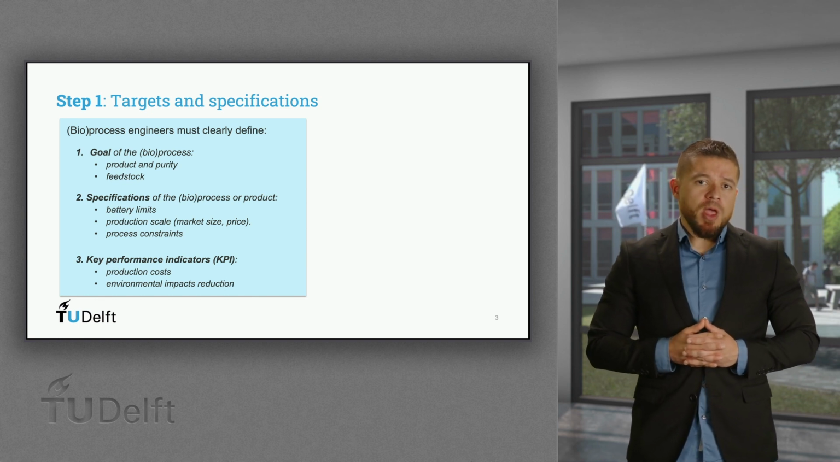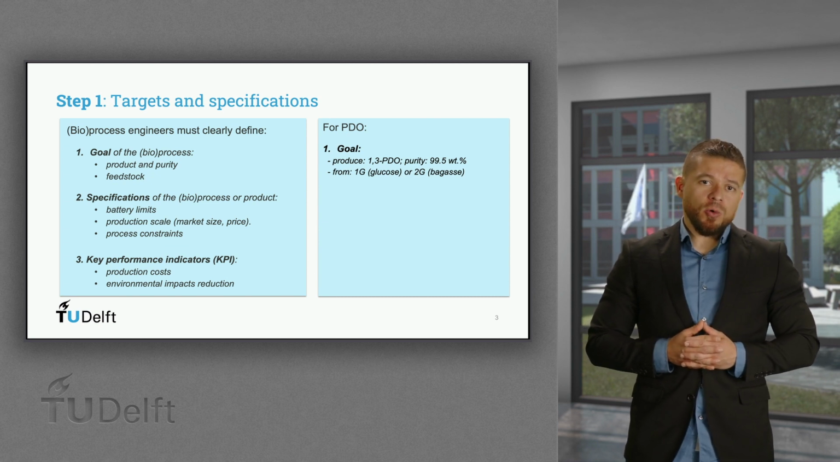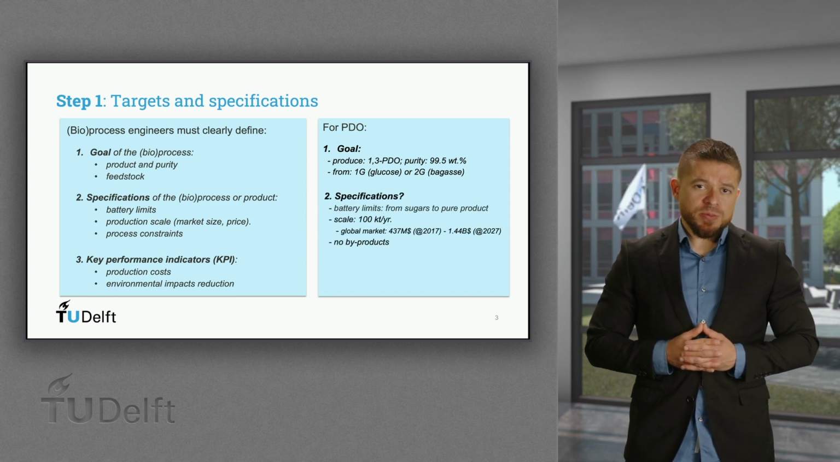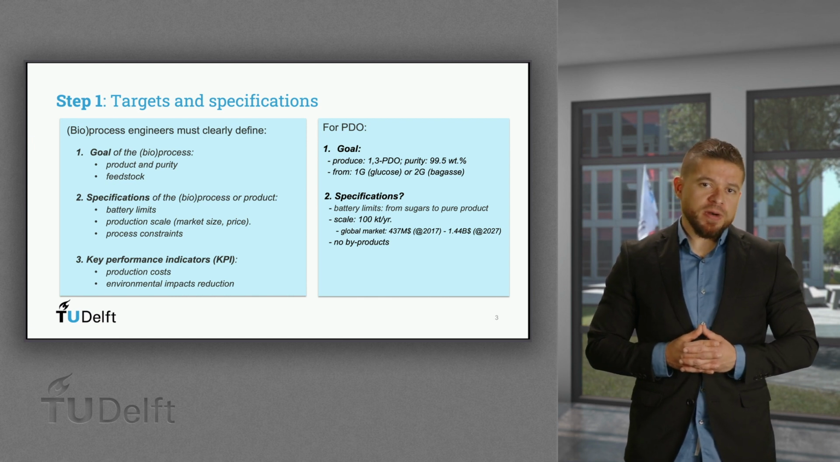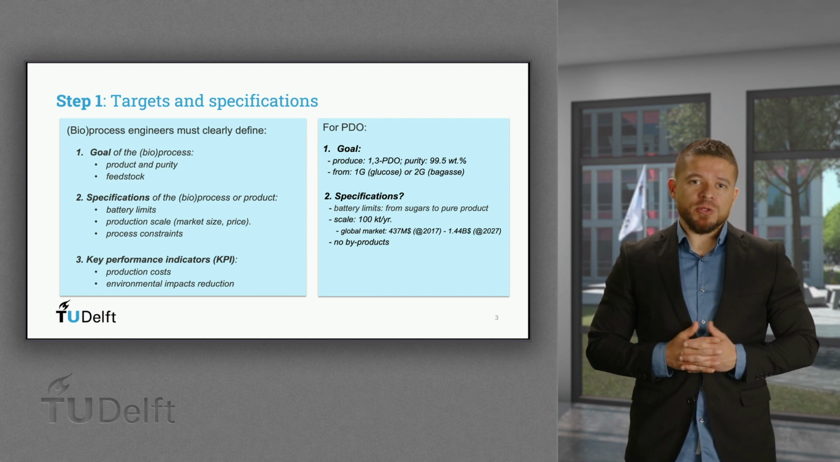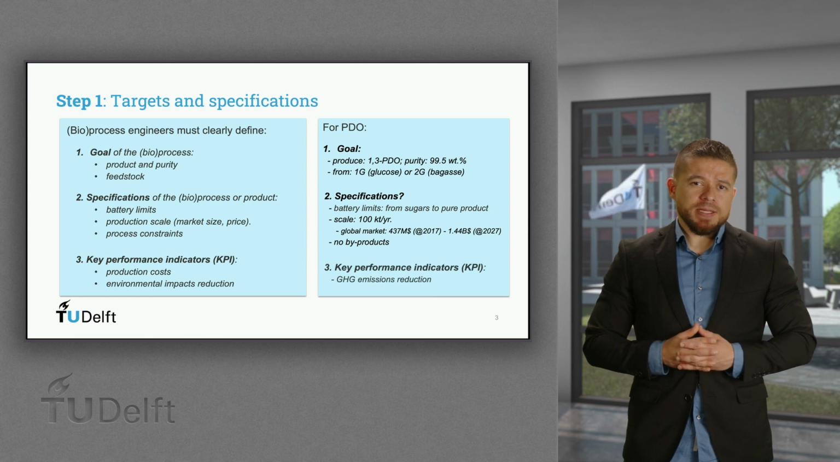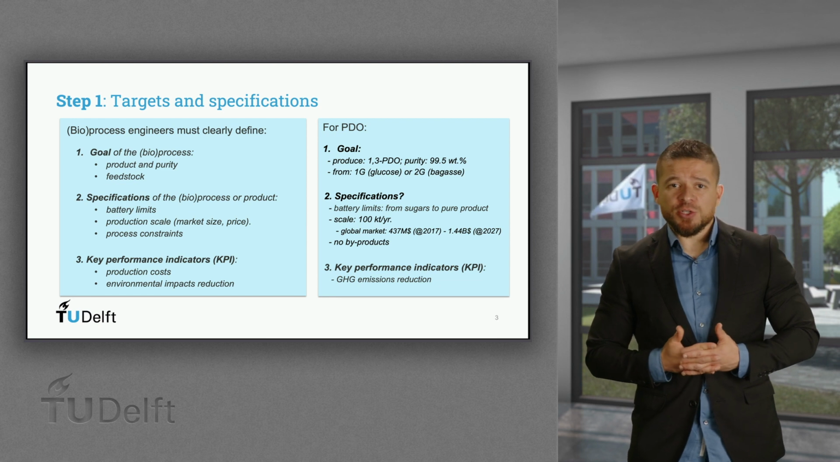For our case study, we aim to produce a high purity PDO from, let's say, glucose as feedstock, which is available at the factory gate, and our responsibility is to transform it to PDO at a rate of 100 kilotons per year, which is less than 10% of the expected global market. And no byproducts are assumed according to the stoichiometry from week 2. Finally, we could say that we are mostly interested in the potential greenhouse gas emissions for decision making.